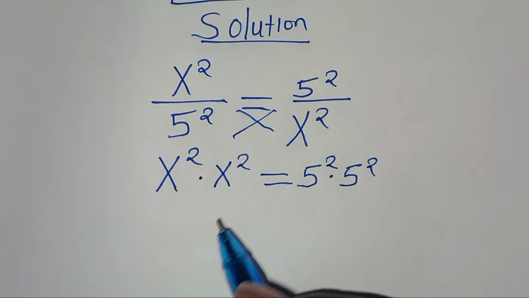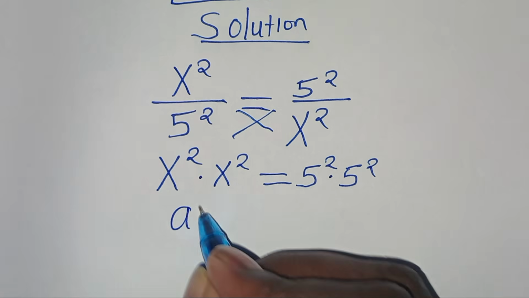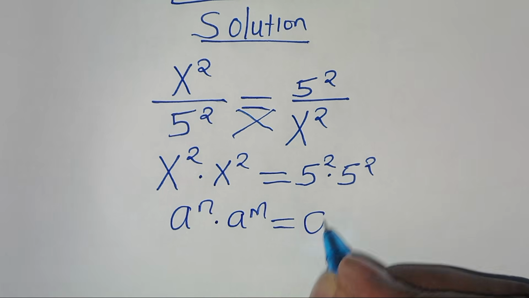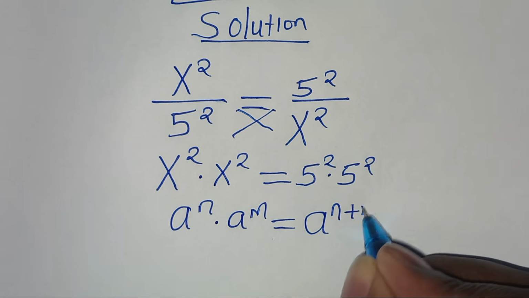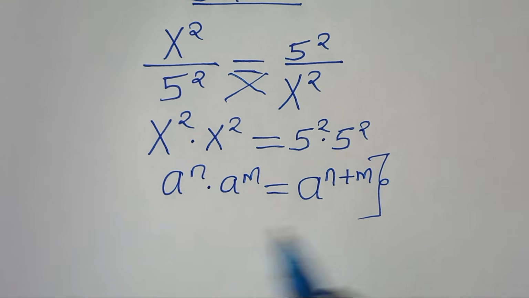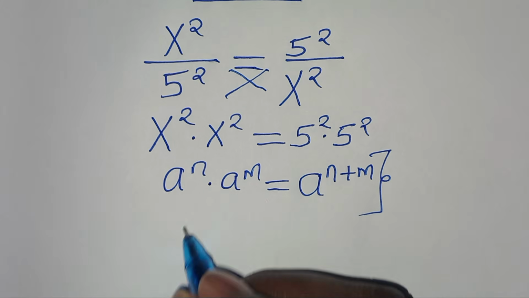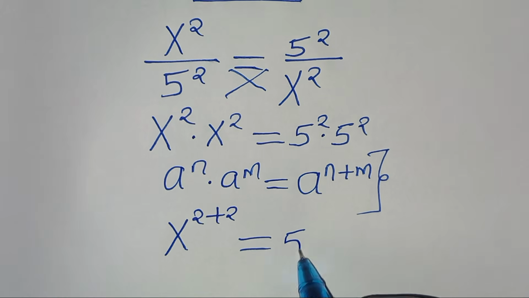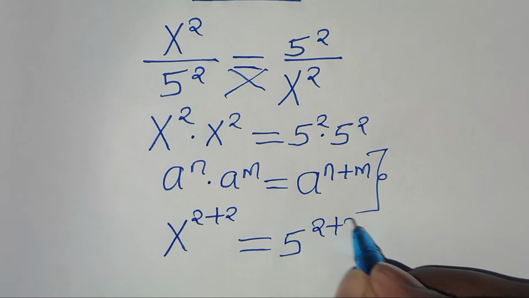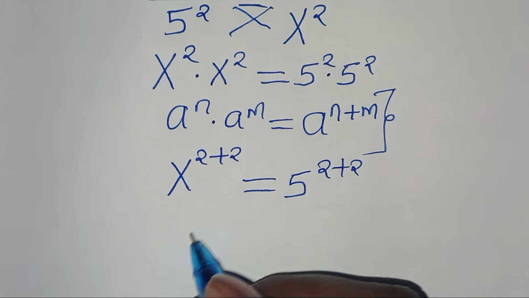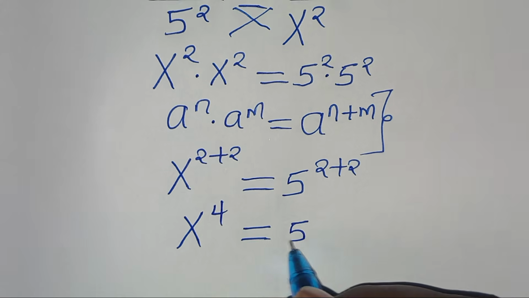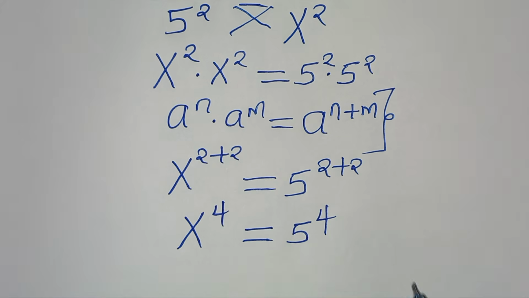Now the next step is that this is in the form of a to the power of n times a to the power of m, which we can express as a to the power of n plus m. Applying this exponent property, we have x to the power of 2 plus 2 equal to 5 raised to the power of 2 plus 2. So this means that we have x to the power of 4 equal to 5 raised to the power of 2 plus 2, which is 4.